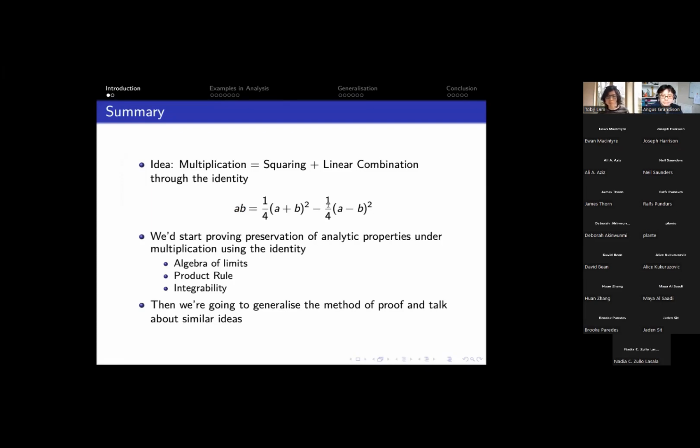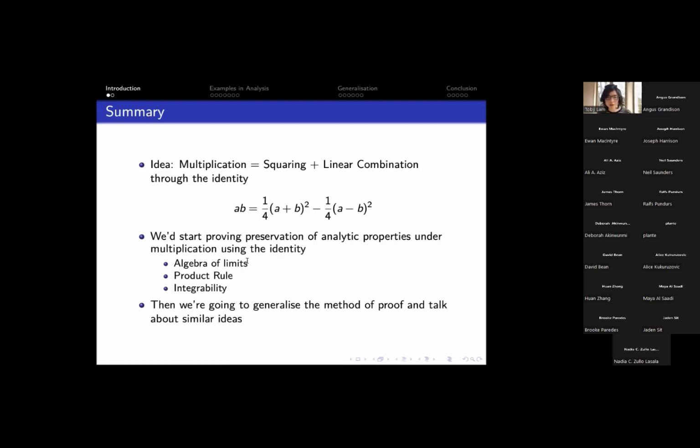We would first start by showing that certain analytical properties are preserved under multiplication using this identity. Hopefully this would give us a somewhat easier proof in some metric than proving it directly. We're going to talk about algebra of limits, product rule, and showing that products of integrable functions are integrable. Then finally, we're going to generalize this kind of method using some linear algebra and talk about similar ideas in mathematics.